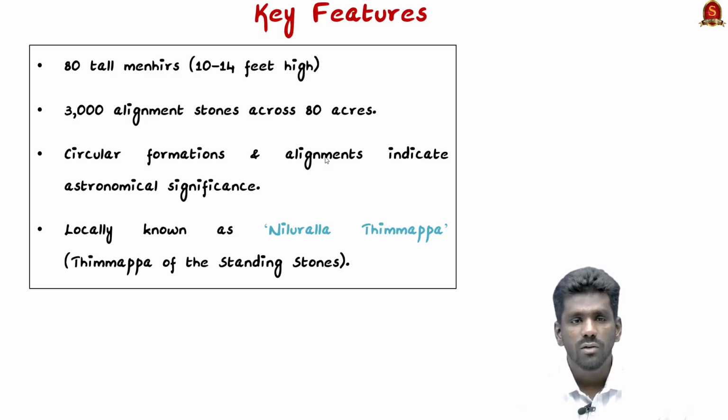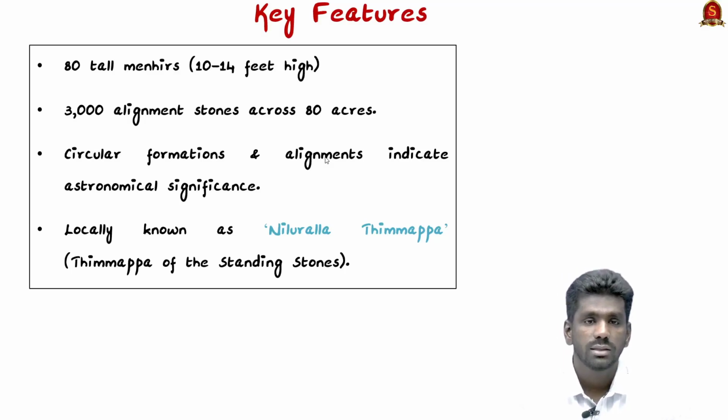If you look at the key features, the Mudumal menhirs has 80 tall standing stones or menhirs. Each of them ranges from 10 to 14 feet in height. Menhirs are nothing but tall standing stones which were built by ancient communities to honor the dead or warriors. In addition to the standing stones, there are around 3000 smaller aligned stones. These stones are arranged in rows with a gap of 20 to 25 feet.